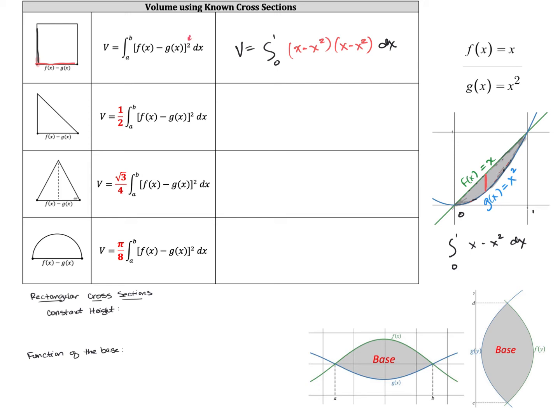So we're looking at, for volume, we need 3 dimensions. So this is the base, this is the height, and the dx is the width. And we're adding those up, adding these tiny little squares up from 0 to 1.